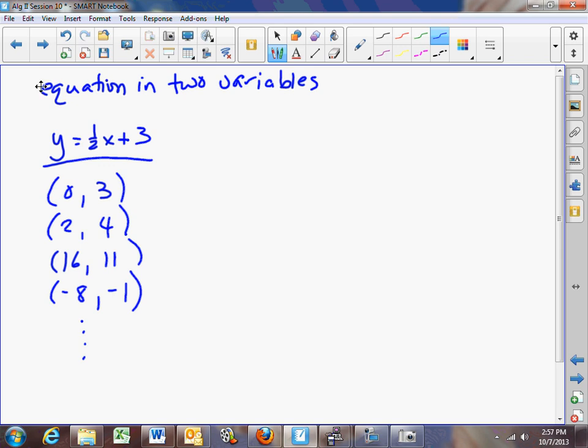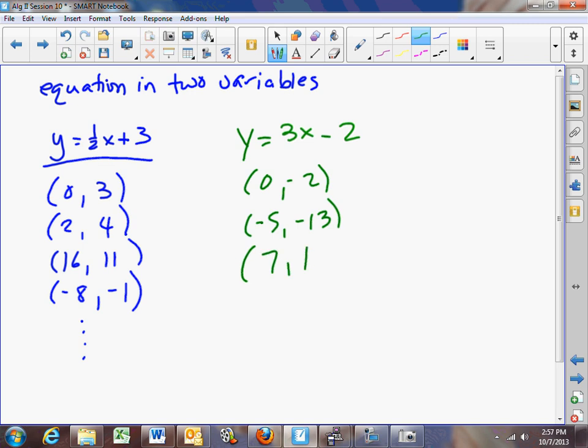Now, if we had another linear equation, let's just maybe use y equals 3x minus 2. How's that? Now, this equation in two variables will generate ordered pairs like 0, -2, -5, -13, 7, 19, and so on like that. Then there's an infinite number of ordered pairs that make that particular equation true also.